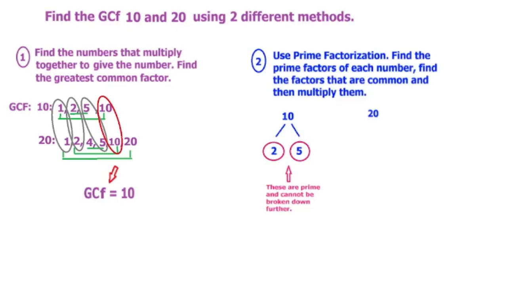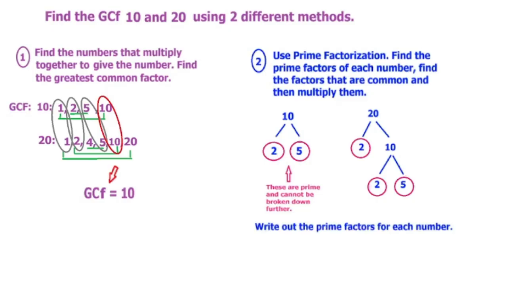Now let's move on to 20. 20 can be broken down into 2 and 10 because 2 times 10 gives you 20. 2 is prime, right? So it can't be broken down any further. But let's now break down 10. 10 can be broken down into 2 and 5. 2 times 5 gives you 10. So those are both prime now. They cannot be broken down any further.